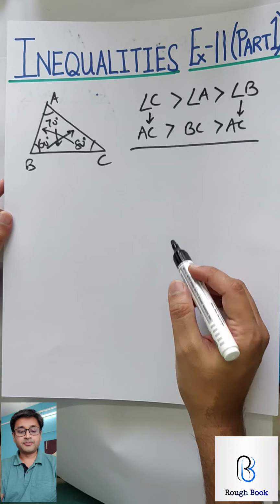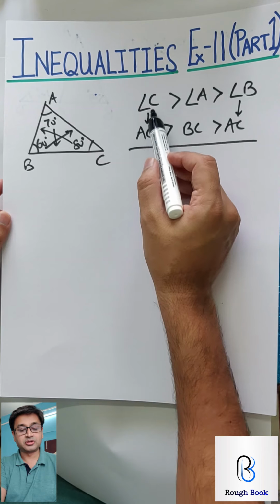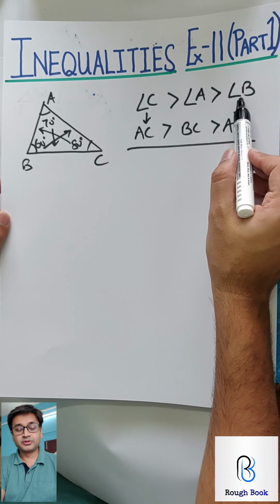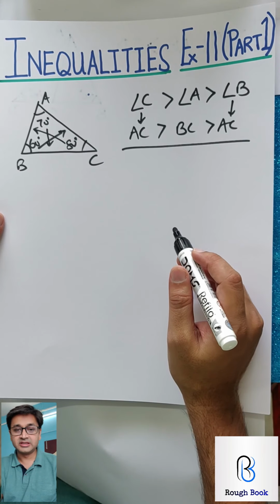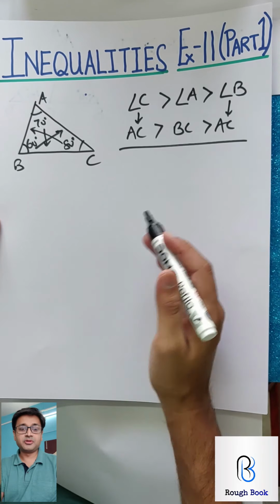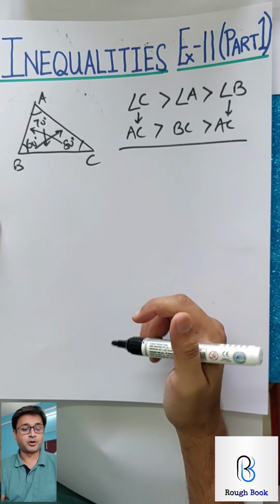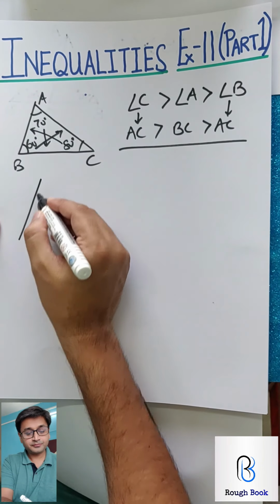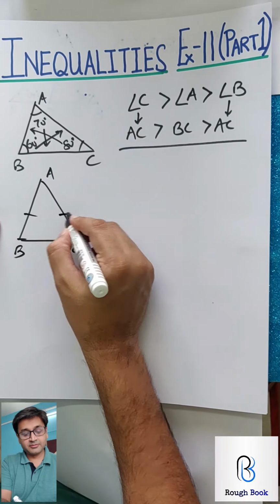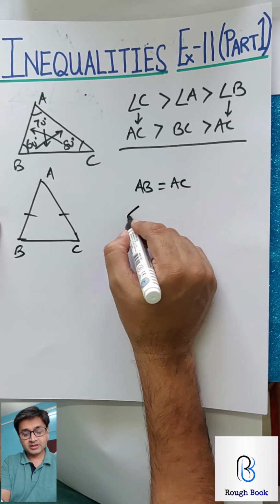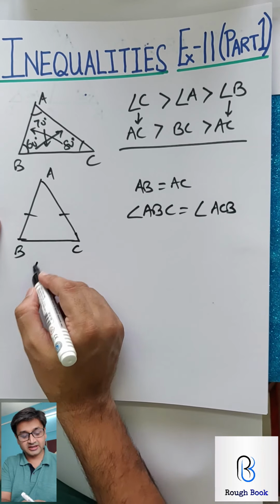So the property goes this way: the side opposite to the largest angle is largest, or you can say the side opposite to the greatest angle is greater, and the side opposite to the smallest angle is smaller. That's the only property that we are going to use in this entire exercise. Apart from this, we are going to use the previous properties which we used in the isosceles triangle. Do you remember the 3 properties we used? Number 1, the isosceles triangle itself. So in triangle ABC, if AB is equal to AC, then angle ABC equals angle ACB. That is your isosceles angle property.